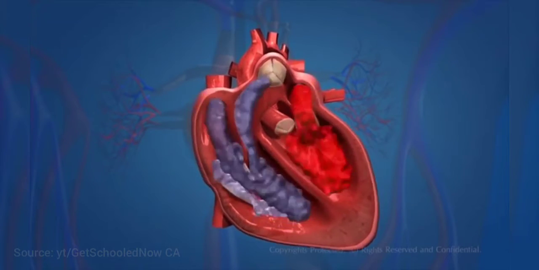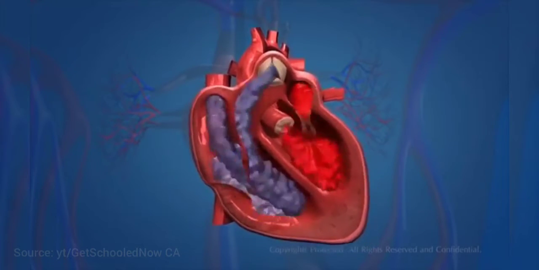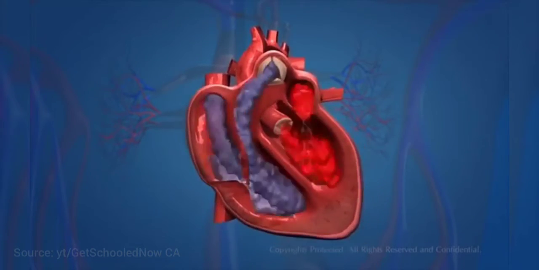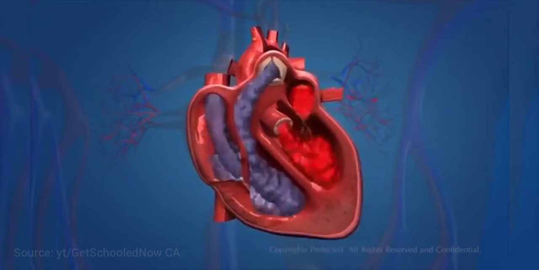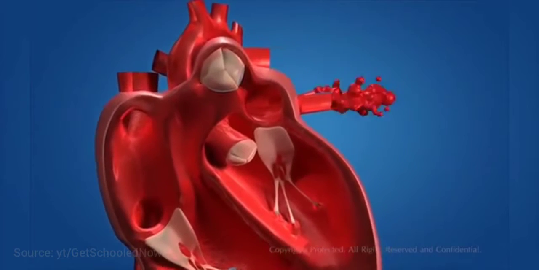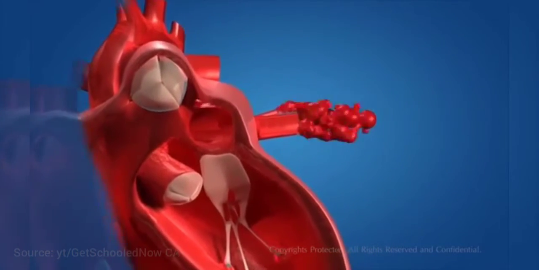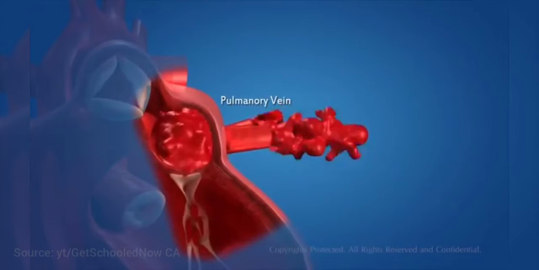Now, you have seen the structure of the heart. Let us find out how it works. The blood becomes oxygen-rich by absorbing oxygen in the lungs. The function of the heart starts when oxygenated blood is carried from the lungs to the left atrium of the heart by means of the pulmonary veins.